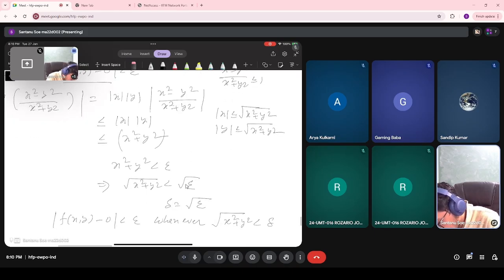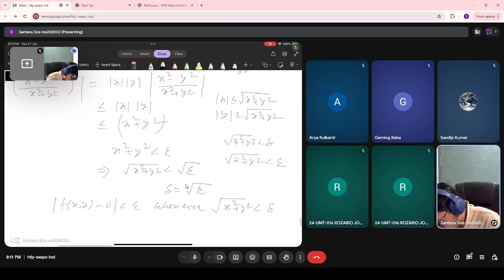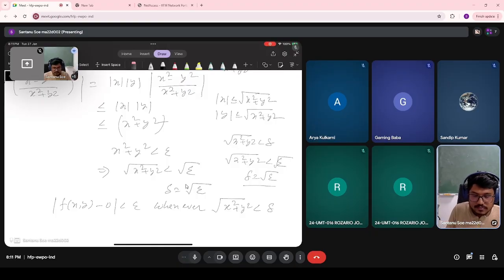So now we have to show that this is less than epsilon, correct? To make it happen, we just take square root of x square plus y square less than root epsilon. So that means delta is nothing but root epsilon. Is it clear now?